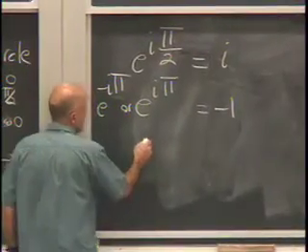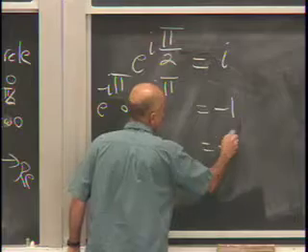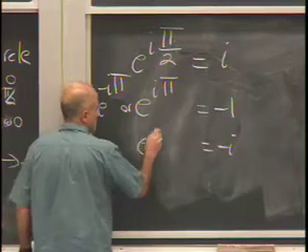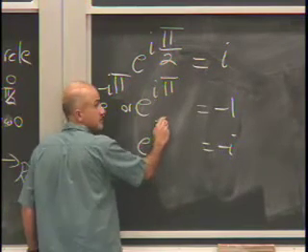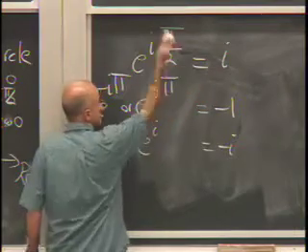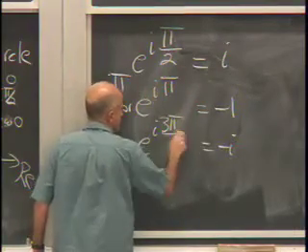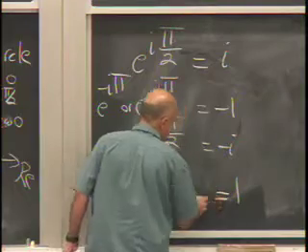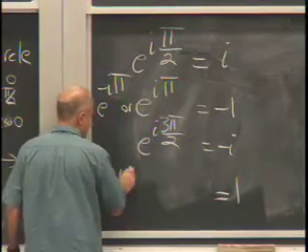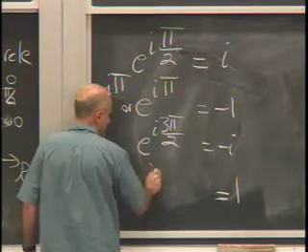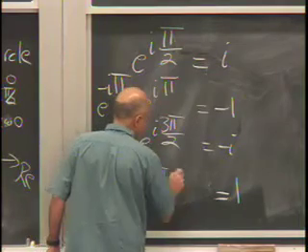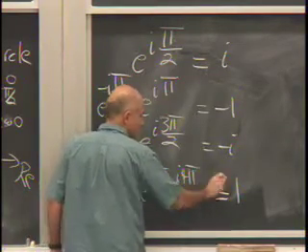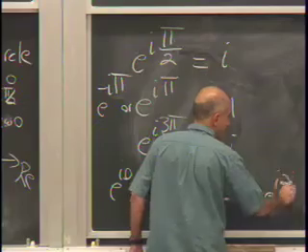So what is minus i? e to the i, what's the angle? 3 pi over 2. And the number 1 is e to the i 0, which is e to the i 2 pi, which is e to the i 4 pi, which is e to the i 2 pi k.